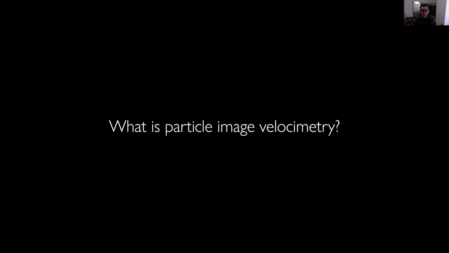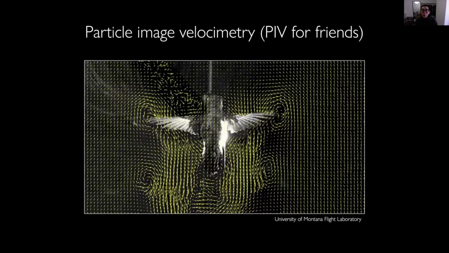So the first point is, what is particle image velocimetry? Particle image velocimetry, or PIV, as I'm likely to call it for the rest of the talk, is a tracking method. Instead of tracking single particles, what we do in PIV is we track features within a field of view. It was originally born as an experimental method and an optical method to study fluid flows.